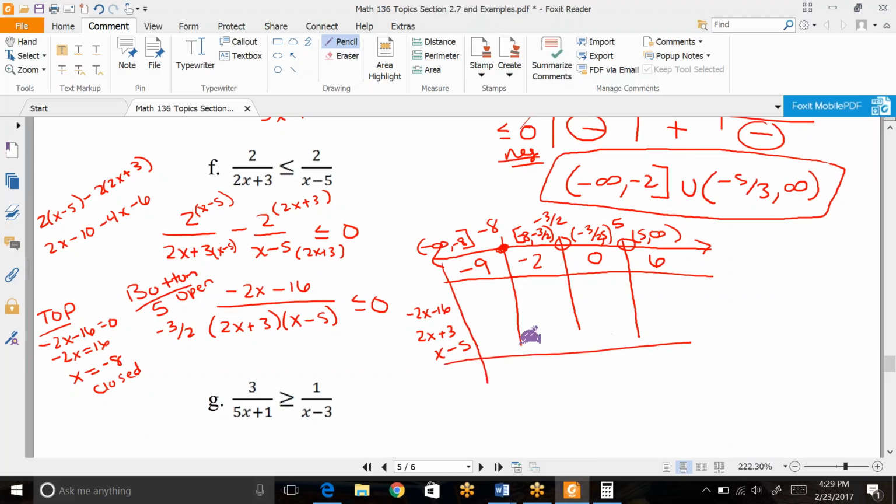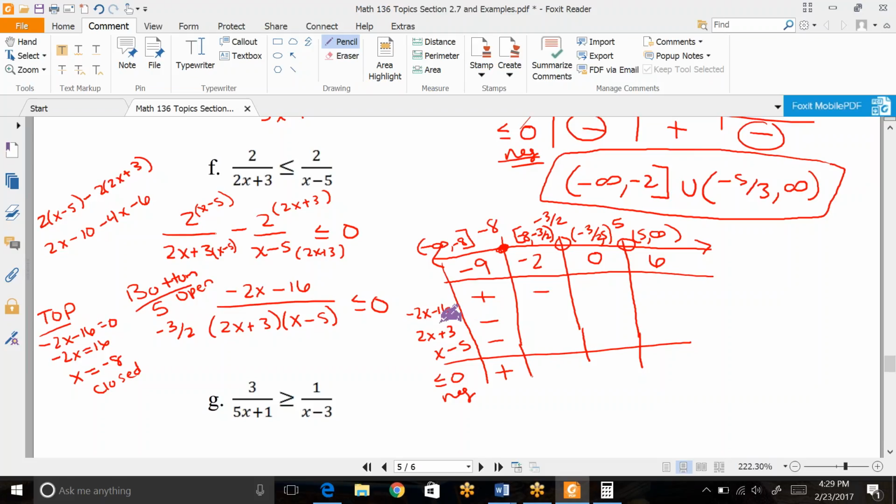And we hope our overall sign is less than or equal to 0, which is negative. So that would make positive 18 minus 16, so that's plus. Negative 9 times 2 is negative 18, plus 3 is negative. Negative 9 minus 5 is negative. Two negatives make a positive. Negative 2 times negative 2 is positive 4, minus 16 is negative 12.